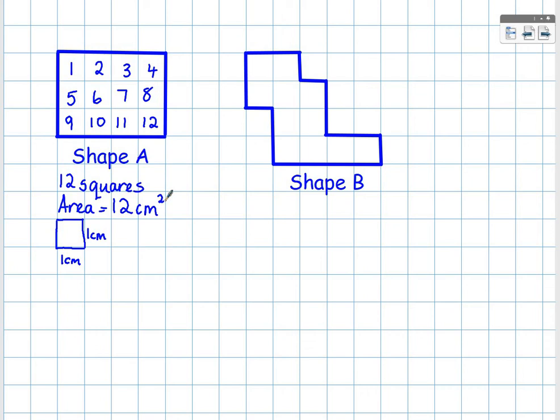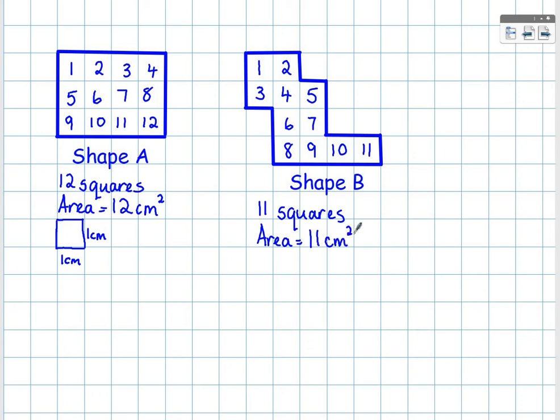We're going to do the same now with shape B, so we can have a look at which is the bigger. So again, counting the squares inside, 1, 2, 3, 4, 5, 6, 7, 8, 9, 10, 11. So shape B has 11 squares inside its perimeter. So the area of shape B is going to be 11 centimetres squared.